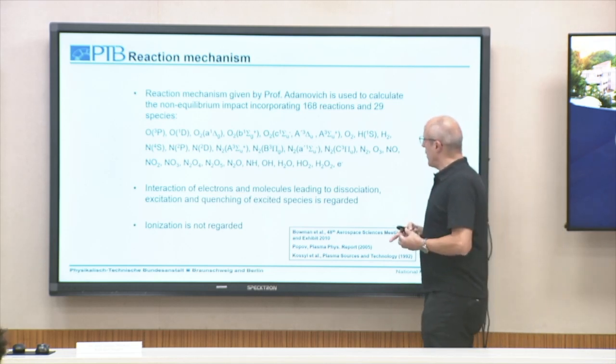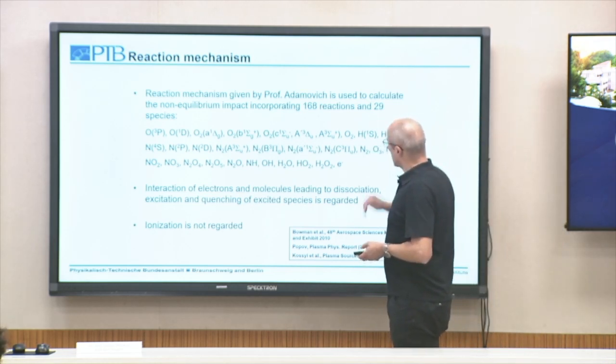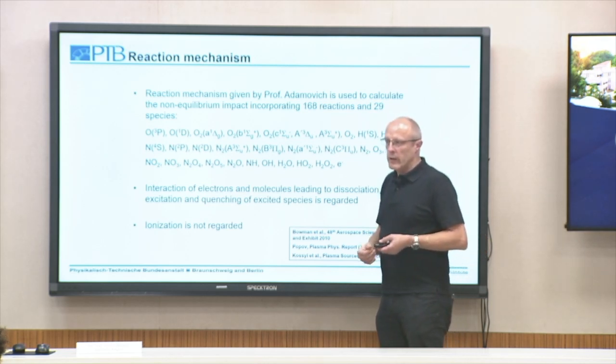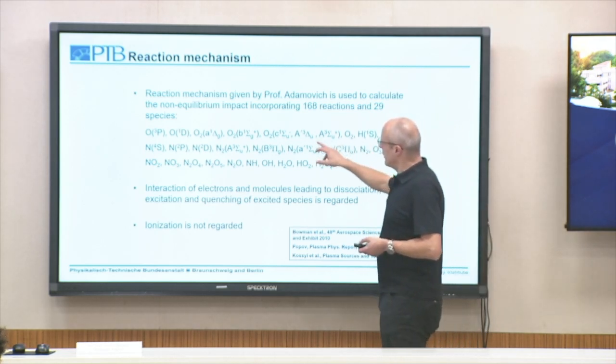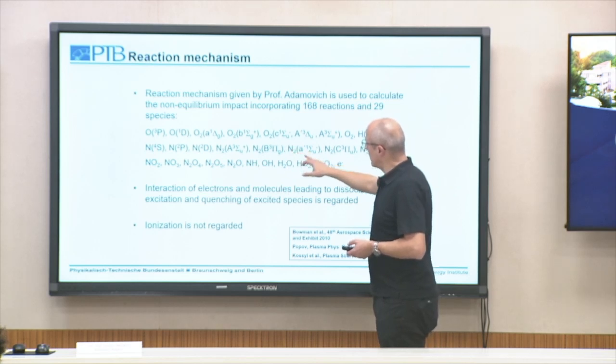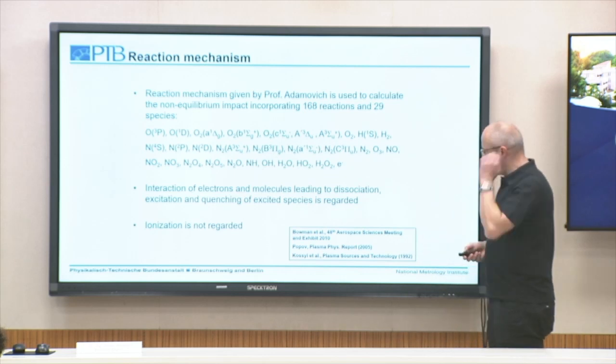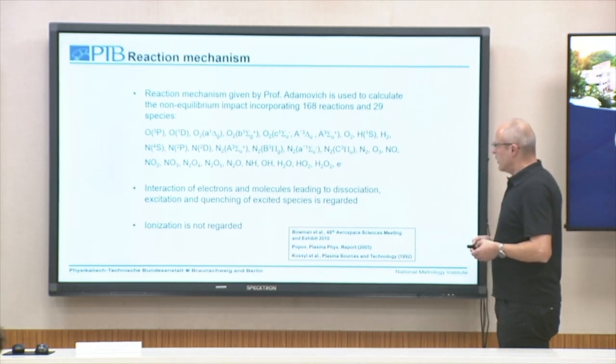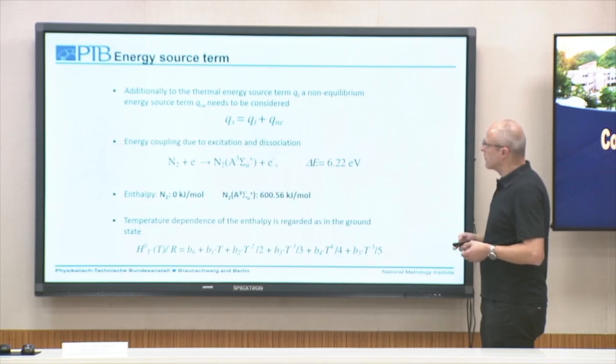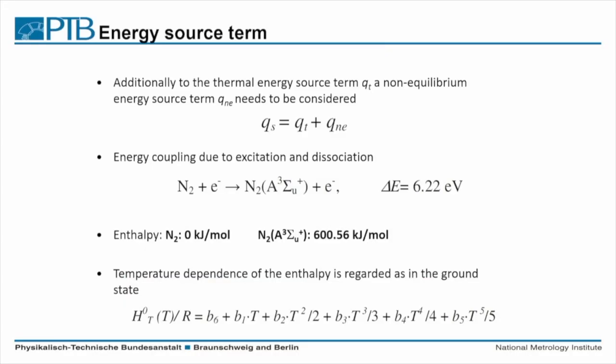So our electron collides with a nitrogen, and if it's not dissociated, it may reach a higher electronic or vibrational state in a higher energy state. So this has to be considered. So the energy is not only deposited into thermal energy anymore, but also a large part of the energy is used for these electron impact reactions.